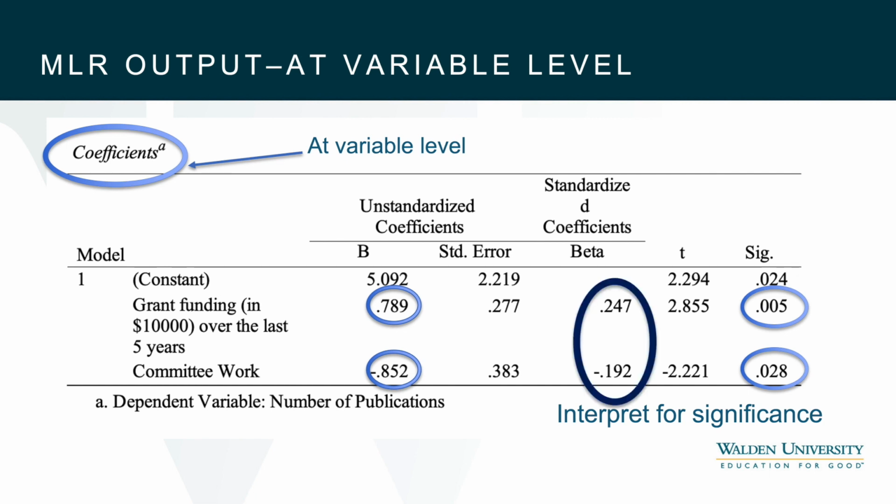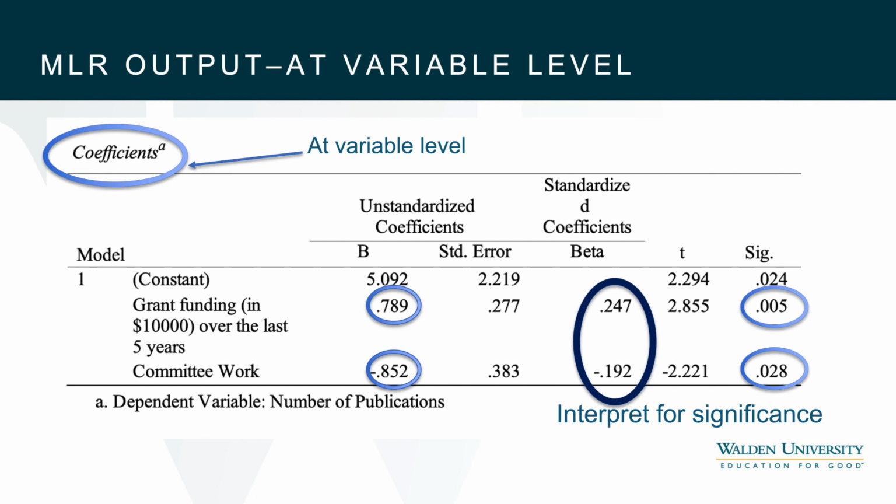I cannot compare them under the unstandardized coefficient column, but I may compare them when I standardize them. When I take the unit effect out of them, then I can compare the 0.247 and the minus 0.192, and I can see that in its absolute, ignore the negative sign, I can compare 0.247 and 0.192 and conclude that grant funding is a stronger predictor for number of publications, while holding the other variable constant.